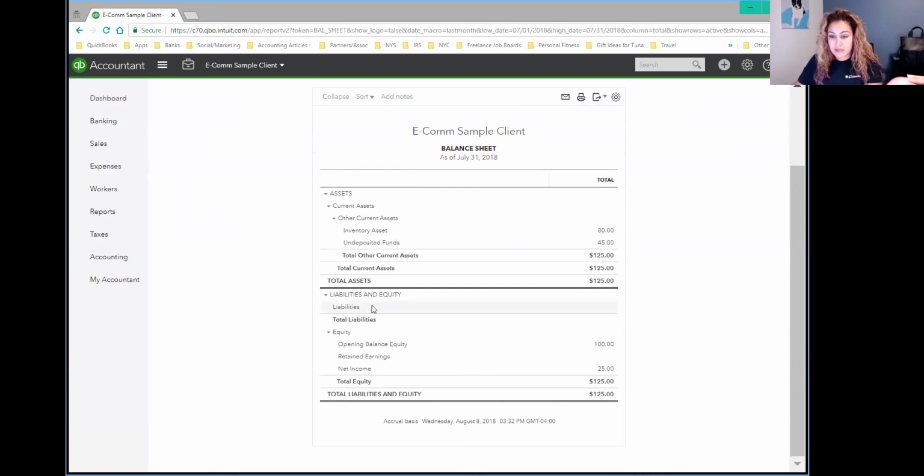Any liabilities are going to be any payables that I have. If I owe money to anybody, any payroll liabilities are going to show up here. So if I run payroll and let's say the taxes are due next week, so it's holding until I pay them, anything along those lines will show up in here.